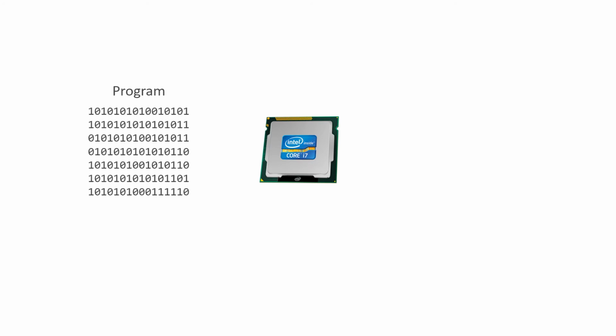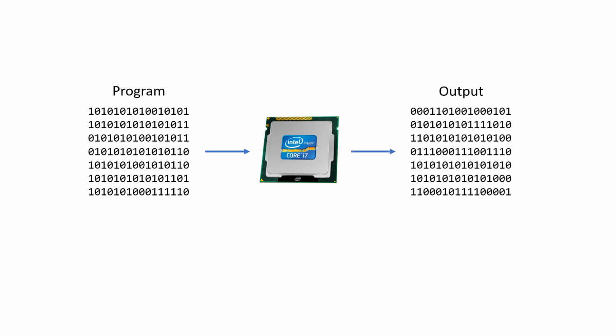Okay, so let's go back to our CPU. So programs are these huge, very long sequences of bits. So it's usually like millions or even billions of bits, right? And then the CPU takes this and consumes these bits at a super high speed. And then it outputs another big sequence of bits, okay? And so how does the CPU know what this thing means?